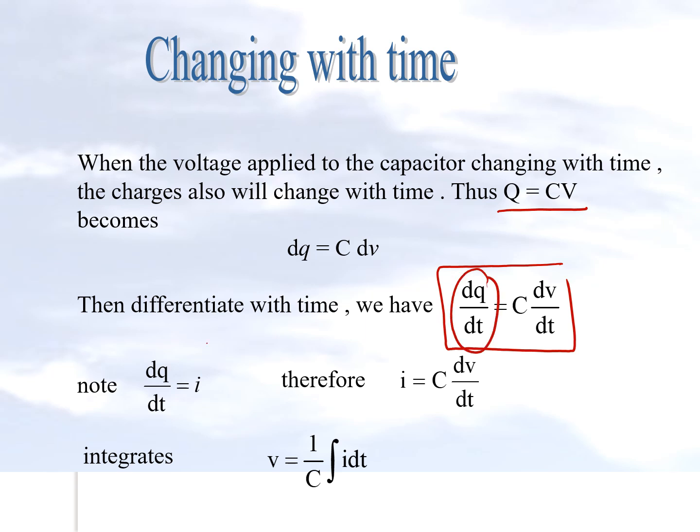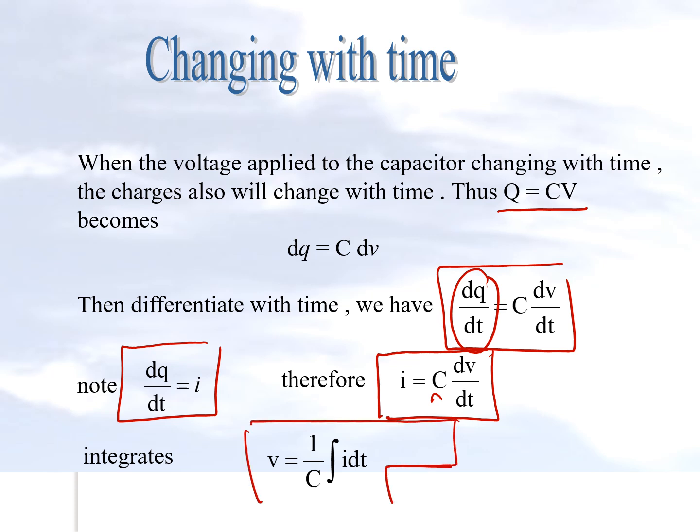As we studied earlier, current is the rate of flow of a charge. So dq/dt is actually the current going through this capacitor. So the current in the capacitor is equal to the capacitance times the rate of change of the voltage across that capacitor. If you integrate this equation, you can see that the voltage across the capacitor is equal to 1 over C, the integral of the current going through that capacitor.